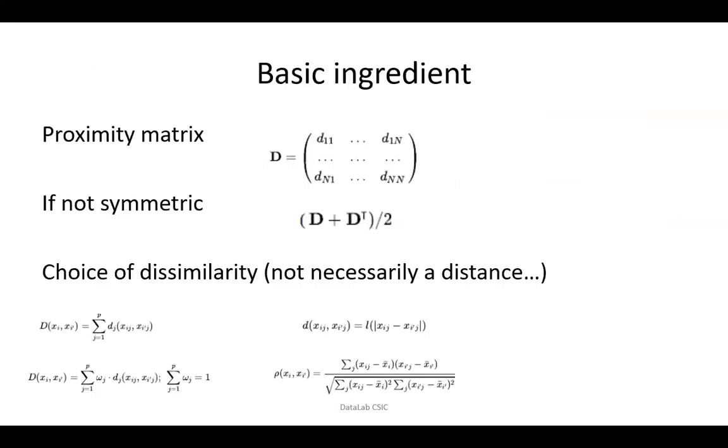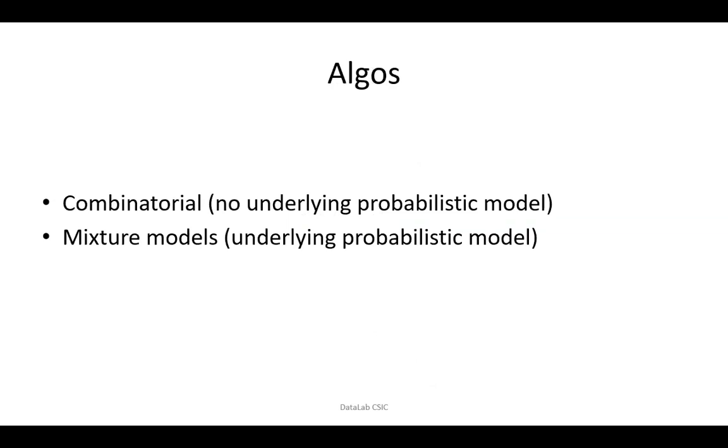So the basic ingredient in most of this is just a proximity matrix: one text and another text, or one monkey and another monkey, how close they are, right? You tend to like symmetric, so you can symmetrize like this. And then you have a universe of dissimilarities or distances or similarities, right? You have a few here, but there's tons of them. Basically, there are two types of algorithms: combinatorial methods, which have no underlying probabilistic elements, and mixture models, which have an underlying probabilistic model, right?